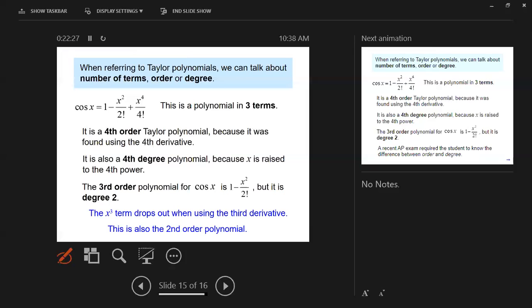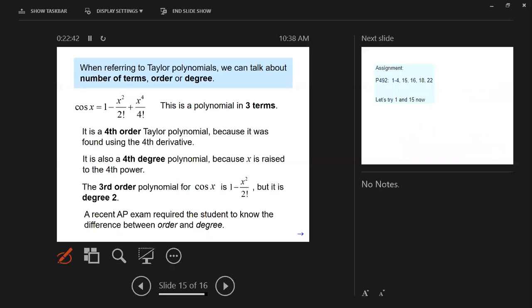So with trig functions it's a little bit tricky because of those zeros happening. But again, order is the number of derivatives, degree is the highest power, and term is physically the number of terms themselves. I only say this because there were a couple recent AP exams that did mention orders versus degrees.